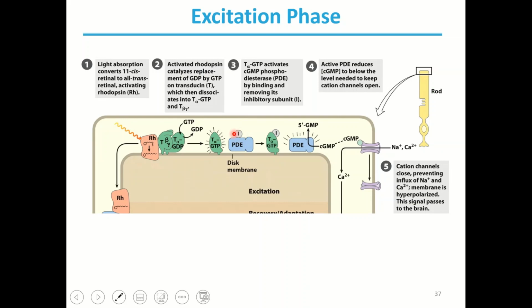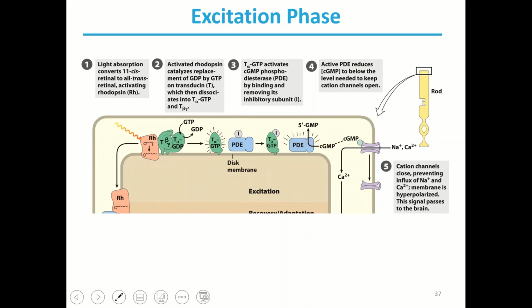Phosphodiesterase has an inhibitor bound to it, an inhibitory subunit, and what transducin does is it takes that inhibitory subunit away, so that inhibitory subunit on PDE then binds to transducin alpha, and PDE becomes active. Okay, and you can think of this PDE, it's going to do the same thing as it did to cyclic AMP.